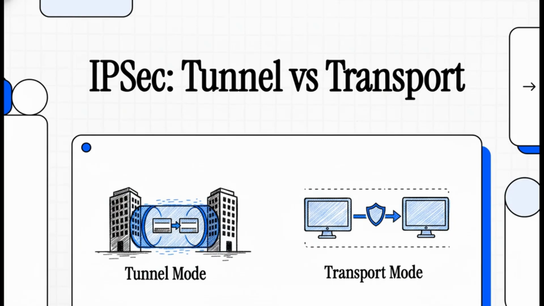Hey, welcome back. Today, we are going to break down a really core concept in network security, something that's actually powering the private connections we rely on every single day. We're talking about IPSec, and specifically, the two different ways it gets the job done, tunnel mode versus transport mode.